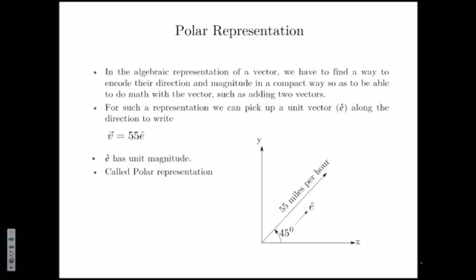How do we really specify the direction of something in terms of a number? Right? The magnitude part, we already have a number. How do we specify direction? Right? That's the main question.